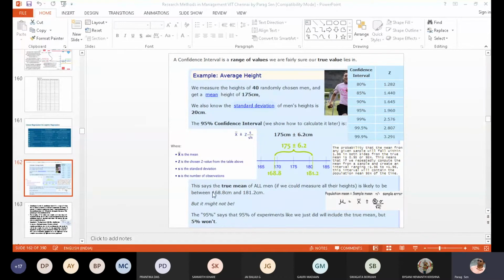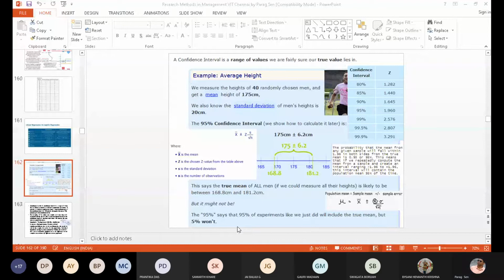So it is expected that the true mean or the population mean will lie between 168.8 and 181.2. But it might not be. It is expected, but it may not be. Why? Because the 95% says that 95% of experiments like we just did will include the true mean, but 5% won't.